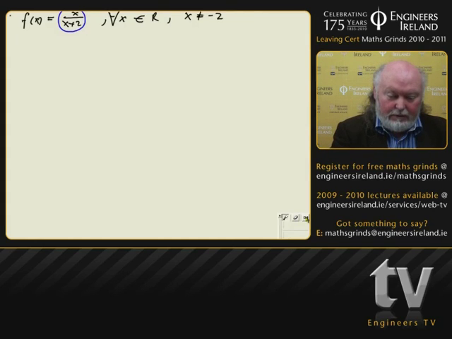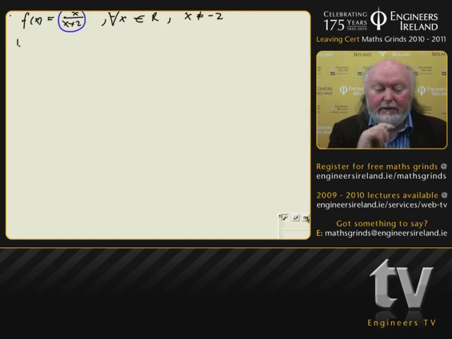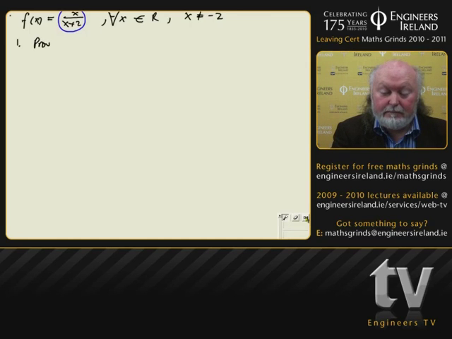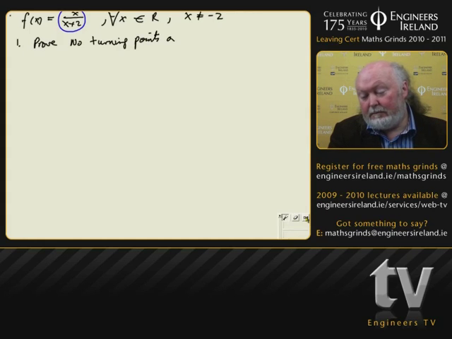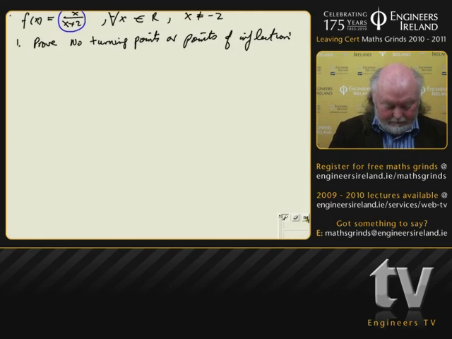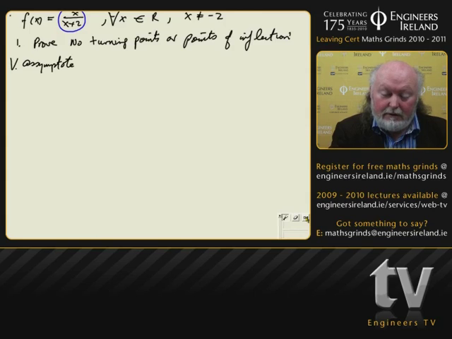Now, they want us to do three separate things. One, prove that the graph has no turning points or points of inflection. Okay? That's the first thing. And we'll start with that one, I suppose. Vertical asymptote.